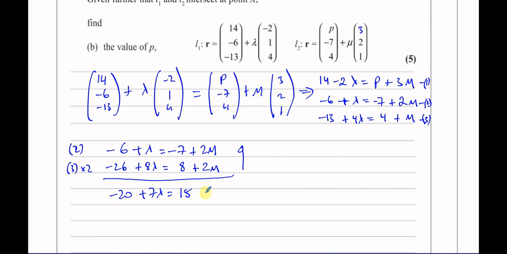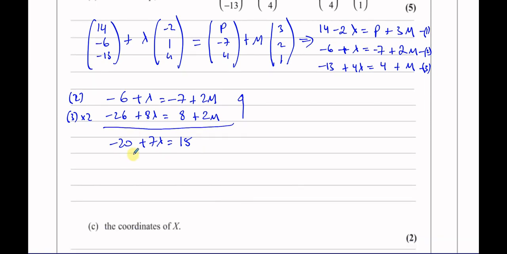And I would have then got the same thing at the end, but I'm just doing it this way. So now that means 7 lambda is equal to 15 plus 20, which is 35. Therefore, lambda is equal to 35 over 7, which is 5. So I now know what lambda is. Therefore, I can find what mu is.